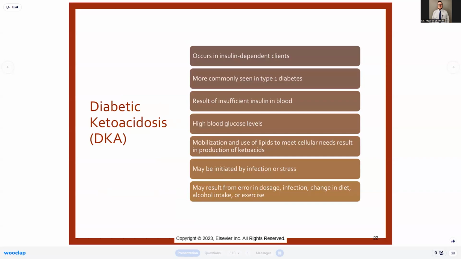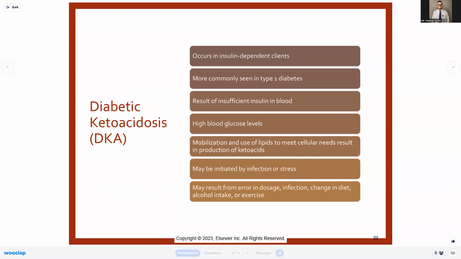So a couple of complications arise that are more prone to type 1 and type 2 diabetics. The one that's more prone in type 1 diabetics is diabetic ketoacidosis, DKA. This occurs more in insulin-dependent clients, which again is type 1. Not having enough insulin, not making enough because of their beta cell destruction, they're going to have high glucose levels. And this changes the production or metabolism of lipids and proteins, creating ketones, and ketones build up. And then that leads to the polyuria and all that sort of stuff. This could be infection and stress. It just kind of depends.